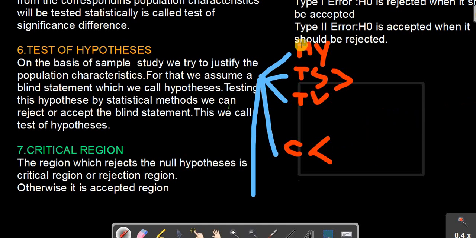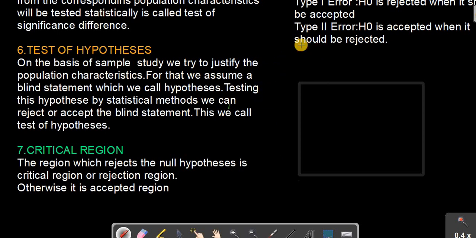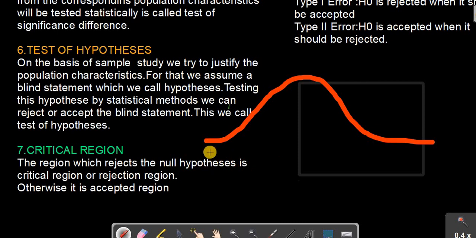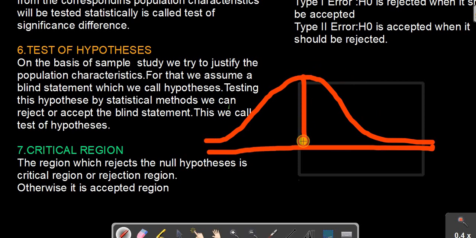Now next is the critical region. The critical region means the region which rejects the null hypothesis, or a rejection region is called a critical region. Take for example, this is a normal curve. In the normal curve, this is the central one.